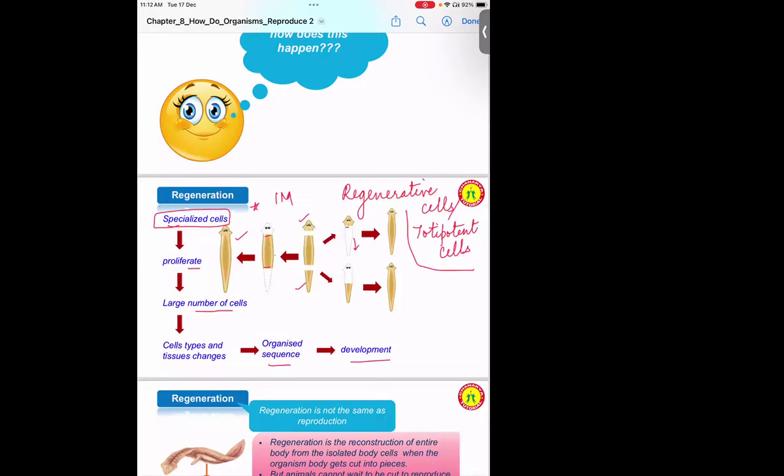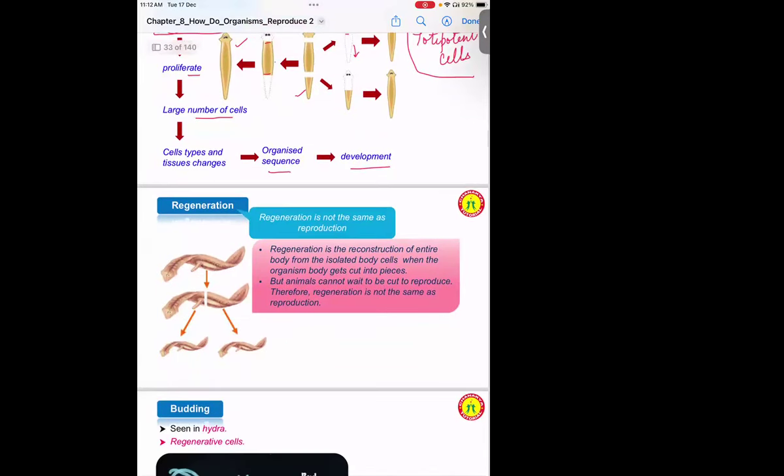But here, very important, one more question. Regeneration is not the same as reproduction. Why? Many times we get confused and think regeneration and reproduction are the same, but no, they are not the same. Regeneration is a reconstruction of the entire body from isolated body cells when the organism's body is cut into pieces. From those pieces, the whole individual comes out.